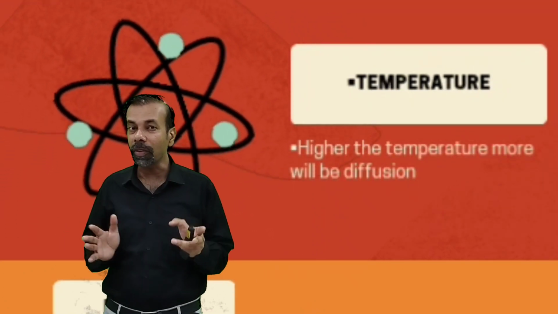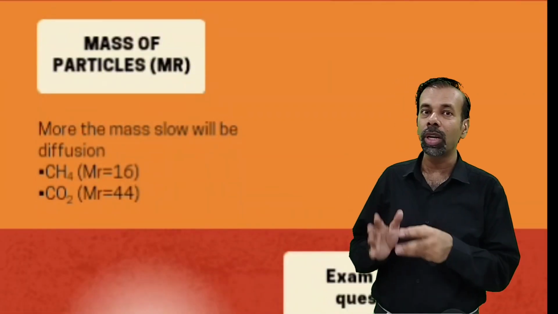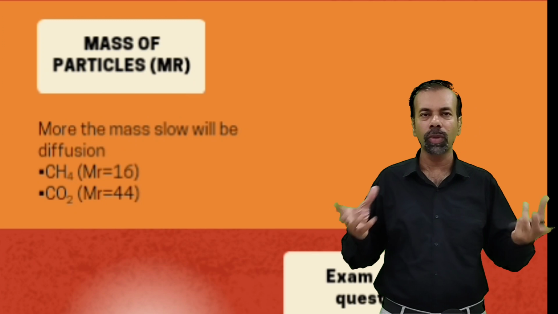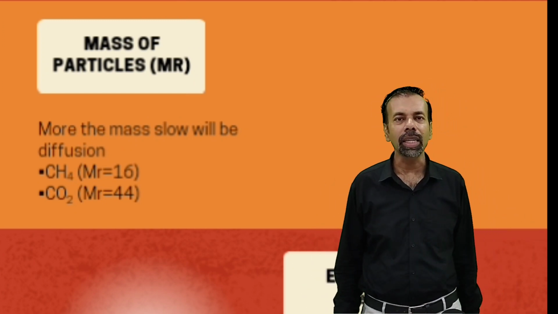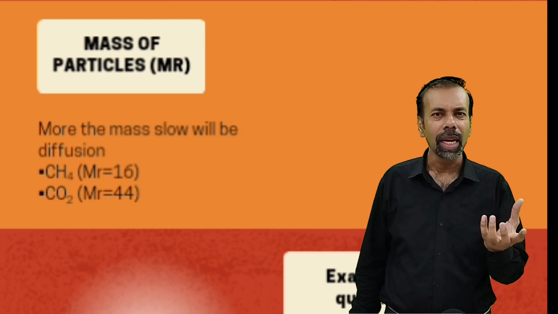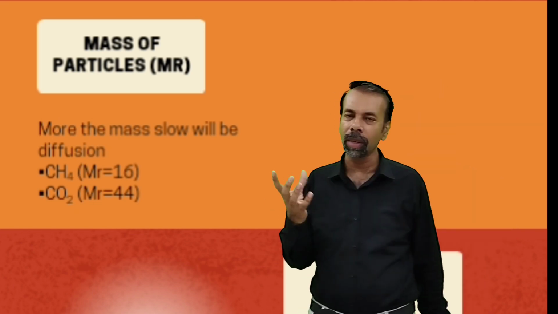The second factor which affects diffusion is the relative molecular mass of the particles. Bigger particles which have higher mass will diffuse at a slow speed. They will have a slow rate of diffusion.